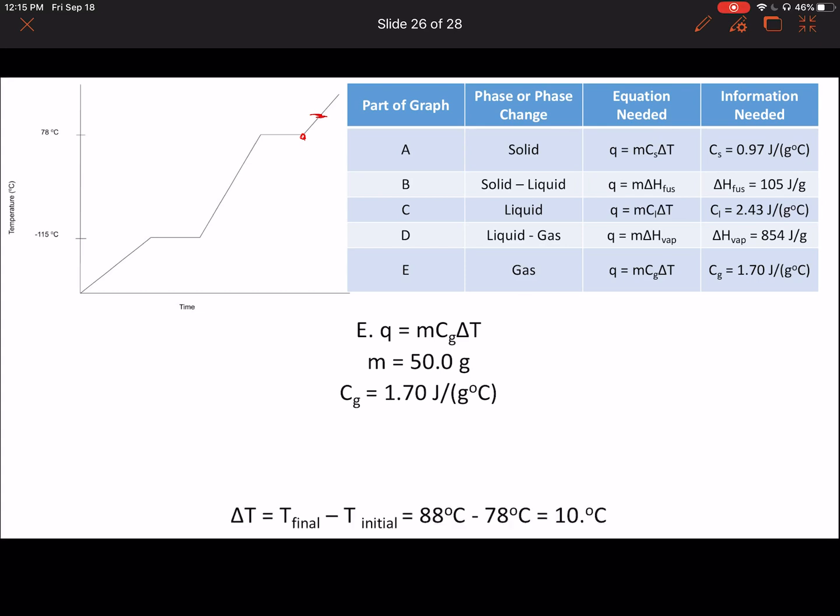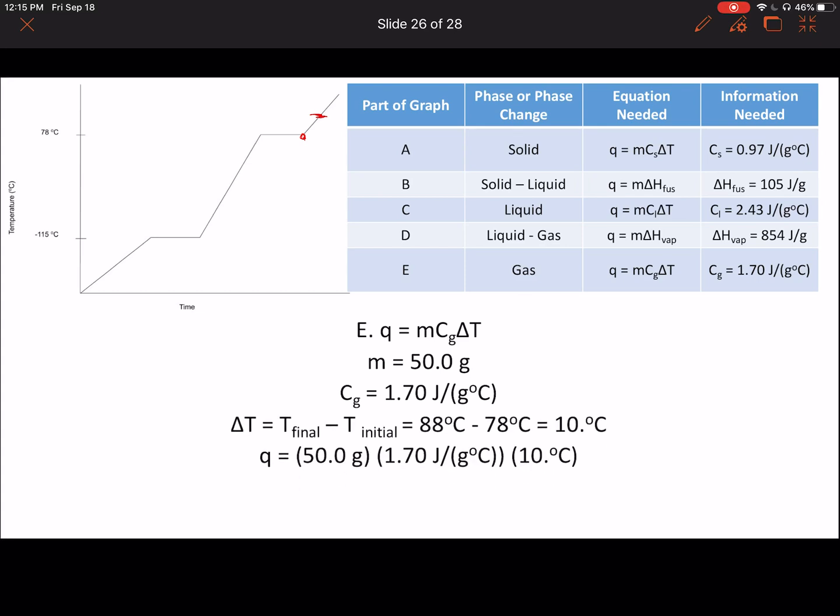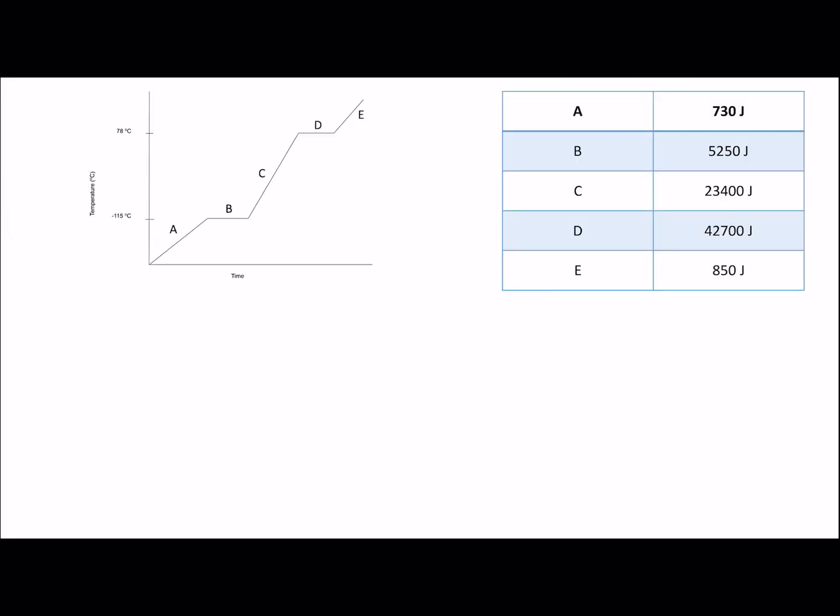So plug in the numbers, multiply them out, and we get 850 joules. And actually, that's perfect. It only has 2 sig figs because of our subtraction right here when we plugged it in. Okay, so we'll put that in our table, 850 joules. Now we have it all the way from negative 130 degrees all the way up to 88 degrees Celsius.